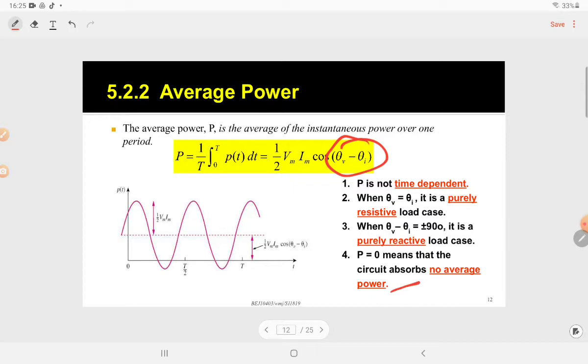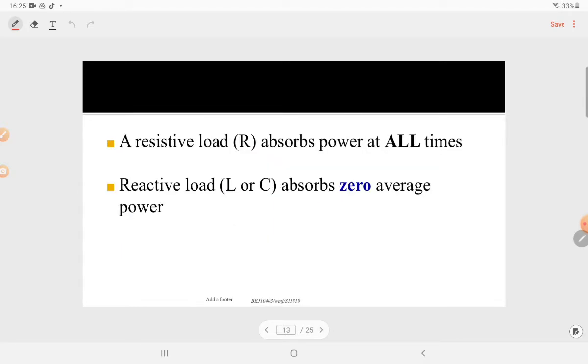Okay, so this is average power. That means we are looking at the average value of the instantaneous power. A resistive load R absorbs power all the time, while a reactive load L or C absorbs zero average power. So average power can usually be called real power. That's why average power is very meaningful in our resistive load. In a reactive load, usually they absorb no average power.